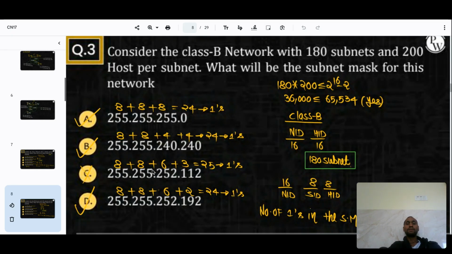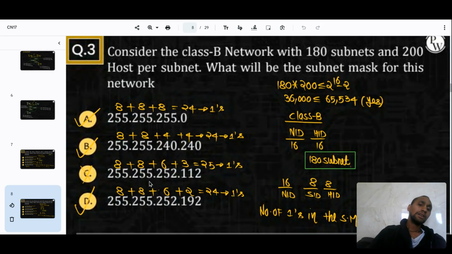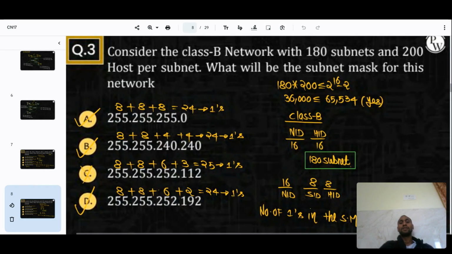Then in option C, 8 plus 8 plus 8 plus 6 plus 3, that is 25, that is not possible. Because 252 is present with 6 ones, the number of ones in this address is 25, so this is a wrong option.